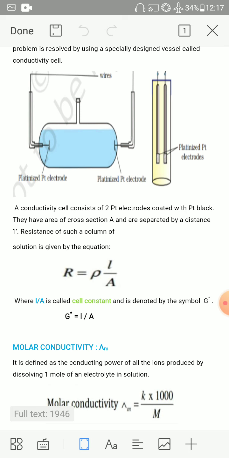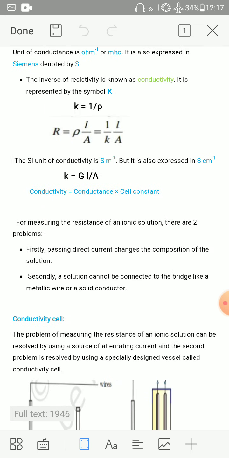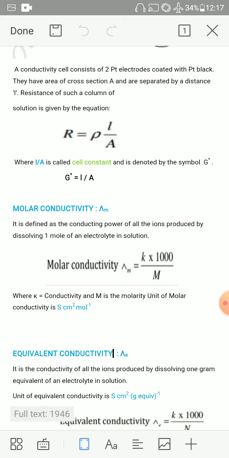Here that L by A is called the cell constant, and the cell constant is denoted by the symbol G star, capital G star. Simply capital G means conductance, but G star means cell constant, which is L by A. Now you have to read about different types of conductivity of an electrolytic solution.